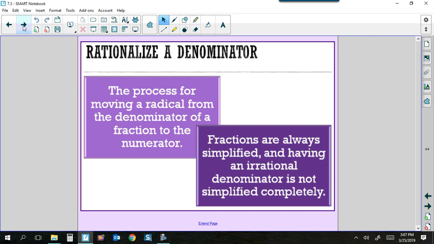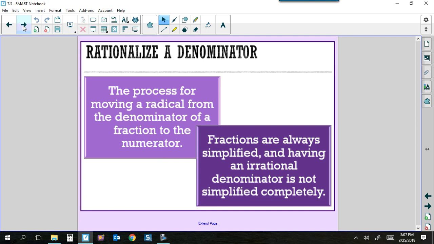Can't do it. So the process for getting rid of it is called rationalizing a denominator. You're going to rationalize it by moving that radical from the denominator to the numerator. Okay, so the process for moving a radical from the denominator of a fraction to the numerator. Fractions are always simplified, and having an irrational denominator is not simplified completely. So that's just reading what you guys have on your paper.